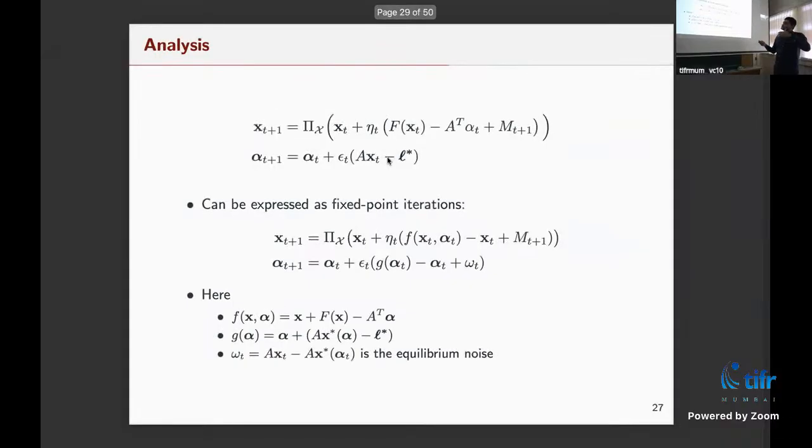Let's try to understand the analysis in some detail. We won't go into much detail, but recall that this was the two-time iteration. The first key step is just rewriting it as fixed point iterations because they are usually easier to analyze. So I define small f and small g in a way such that this becomes f minus x and g minus alpha. So just adding and subtracting xt, adding and subtracting alpha t, nothing else. And this omega t that you see, which wasn't there before, is just the equilibrium noise, how far the xt are from x star of alpha t. So these are the very standard steps in a two-time scale analysis, but basically writing them as fixed point iterations.